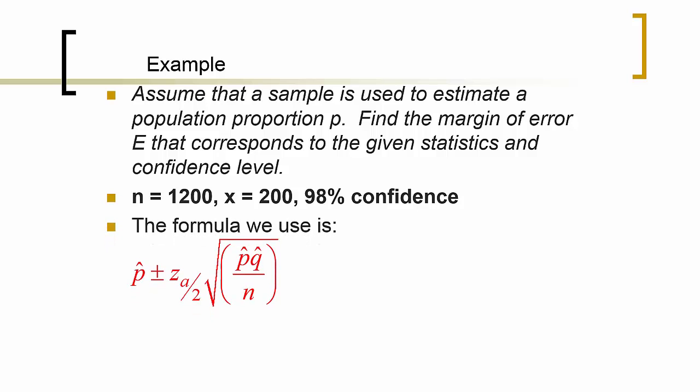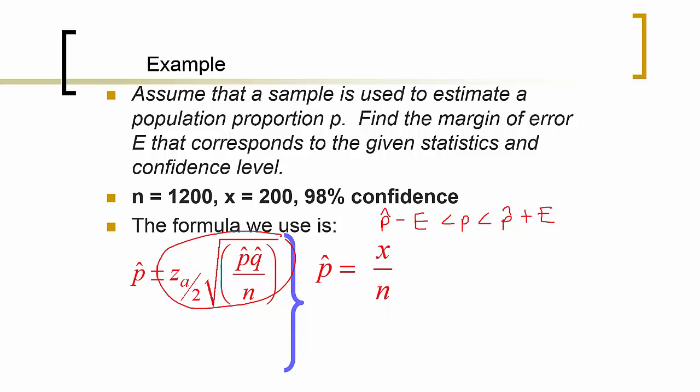So the formula is p hat plus or minus. Now notice I took out the E and I just have the formula here. So what we're accustomed to seeing up until this point is p hat minus E is less than p less than p hat plus E, where the margin of error is this formula here. So let's substitute into that formula to find margin of error.